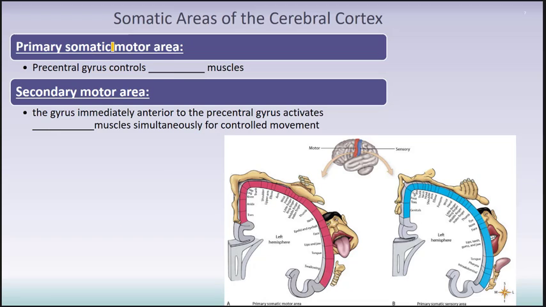The primary somatic motor area, we have the precentral gyrus, as we discussed on the last slide, that controls individual muscles. Now, there are neurons that are found just anterior to the precentral gyrus, so immediately anterior to the precentral gyrus, so right here. And this activates groups of muscles simultaneously for controlled movement. So you can think of it as coordinating groups of muscles so that they can move together and permit controlled movement.